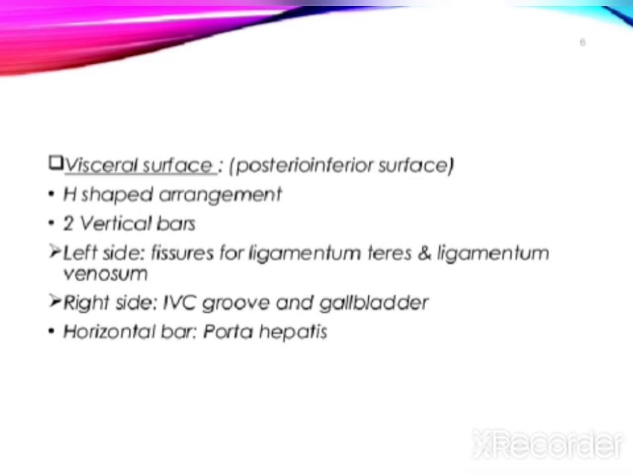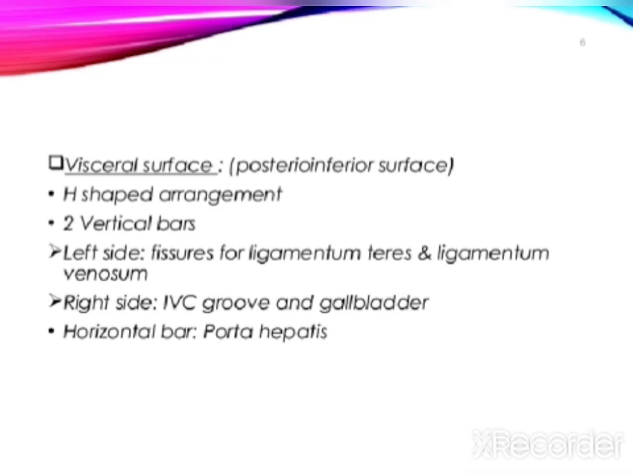Now the visceral surface, or the posterior inferior surface. It has an H shaped arrangement, with two vertical bars. On the left side are the fissures for the ligamentum teres and ligamentum venosum, and on the right side are the inferior vena cava groove and the gallbladder. The horizontal bar is the porta hepatis.